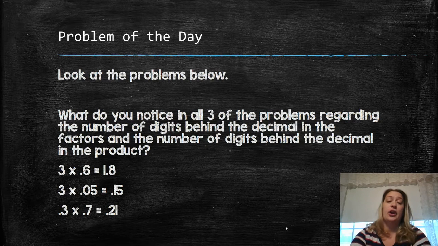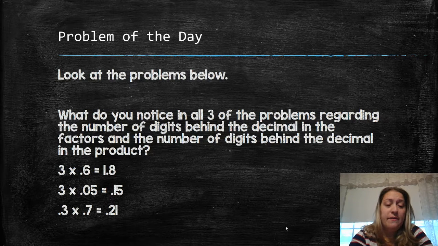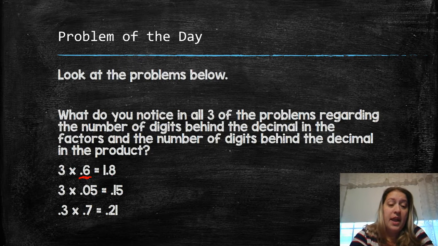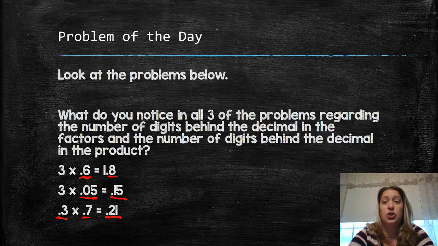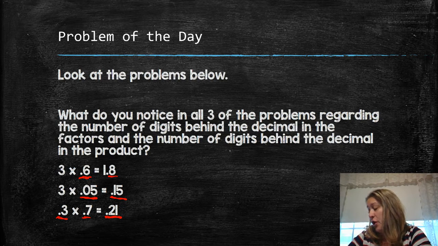All right, so let's take a look. When I'm looking at the first problem, I have one number after the decimal. In my answer, I have one number after the decimal. In this problem, I have two numbers past the decimal. Here, I have two numbers past the decimal. Here, I have two numbers after a decimal, and here I have two numbers after a decimal.